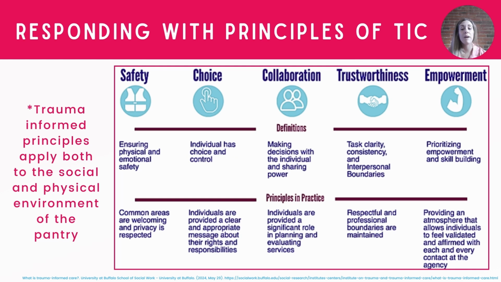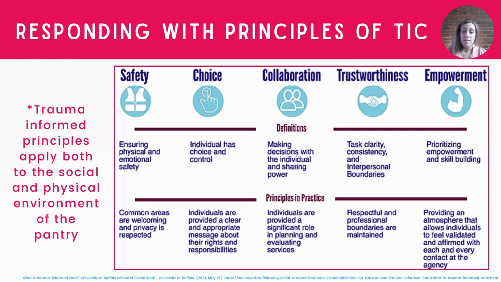What can we do to provide individuals with an experience that makes them feel better and not worse when they leave our pantries? On this slide is a graphic from the University of Buffalo. Here are 5 examples of areas to focus on in your pantries. These examples are pretty straightforward, but the bottom line of all of them is helpful for understanding what the practice would look like at your pantry. So for promoting safety, the bottom line here is having common areas that are welcoming and privacy that is respected.